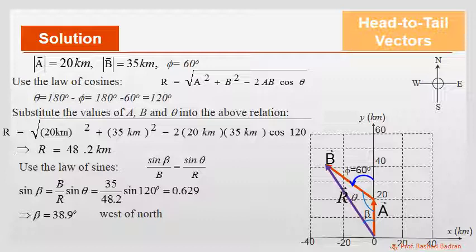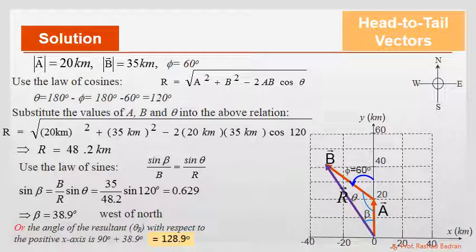Adding the latter angle to 90 degrees, the angle of the resultant theta R with respect to the positive x-axis in the counterclockwise direction is obtained as 128.9 degrees.